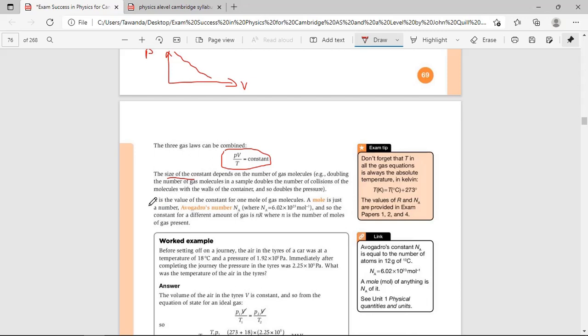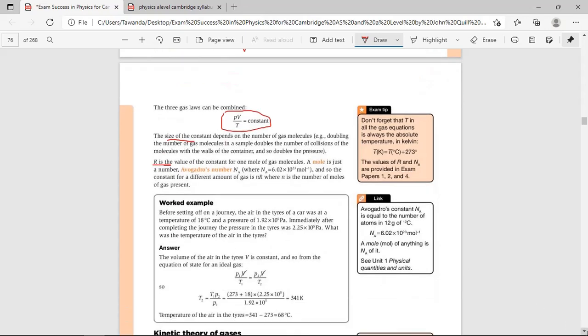So usually the constant is referred to as R, the molar gas constant. Na is just a number, Avogadro's number. This one we are given in our formula booklet, and so the constant is different for a different amount of gas. PV = nRT, where n is the number of moles present.